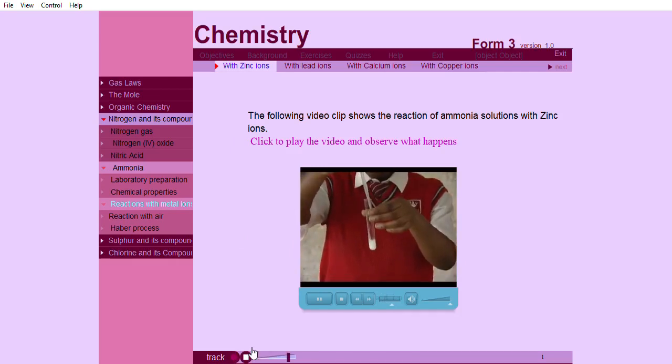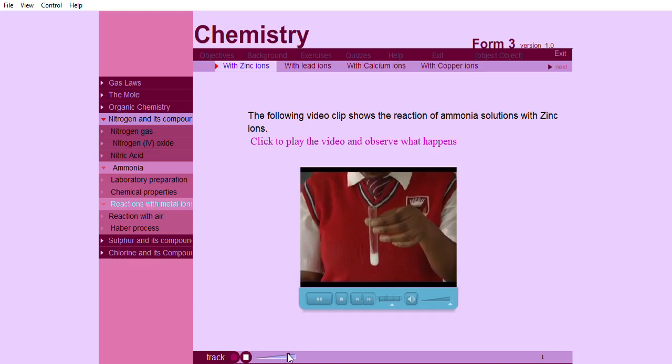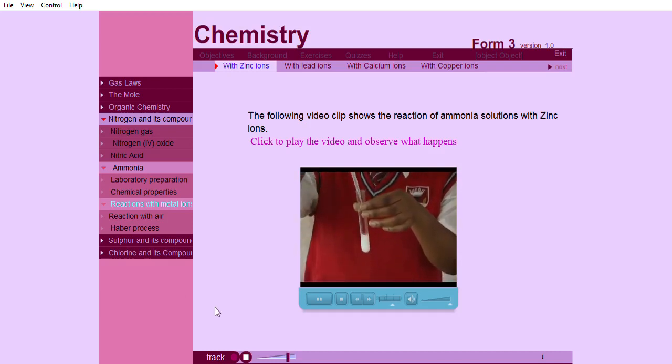Add ammonia solution to the mixture until in excess. Observe what happens.